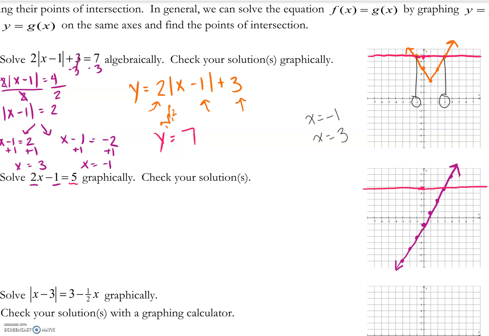When I look and see where those two lines intersect, I get the x value of 3. So let's check that algebraically to make sure it works. 2x minus 1 equals 5. Well, I know to solve that equation, I start by adding 1.